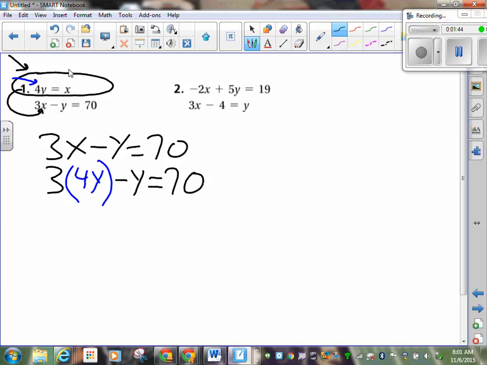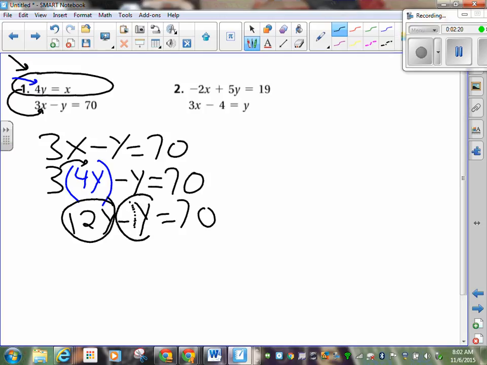Now I just simplify. I solve the equation. A number next to parentheses means to multiply. 3 times 4y is 12y minus y equals 70. Don't forget, there's an invisible one there. If you look really close, you have 12y minus y.